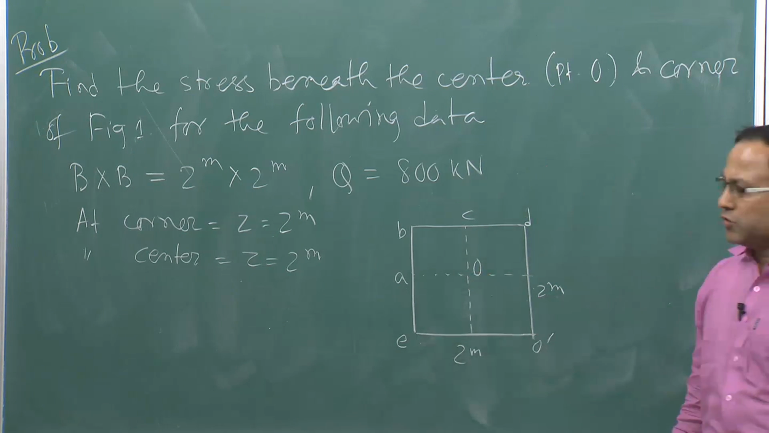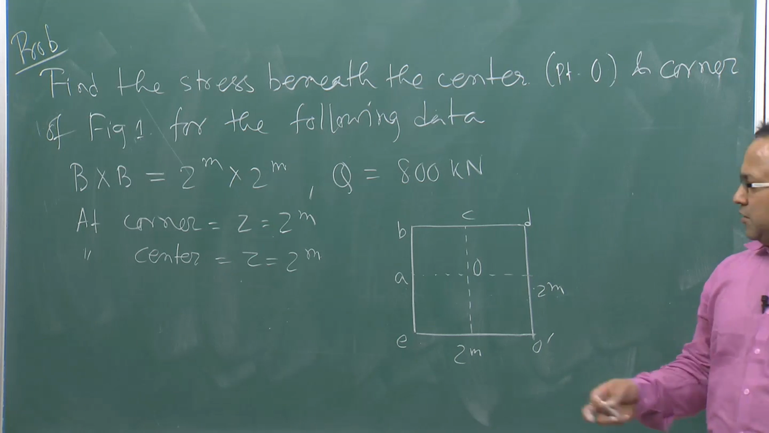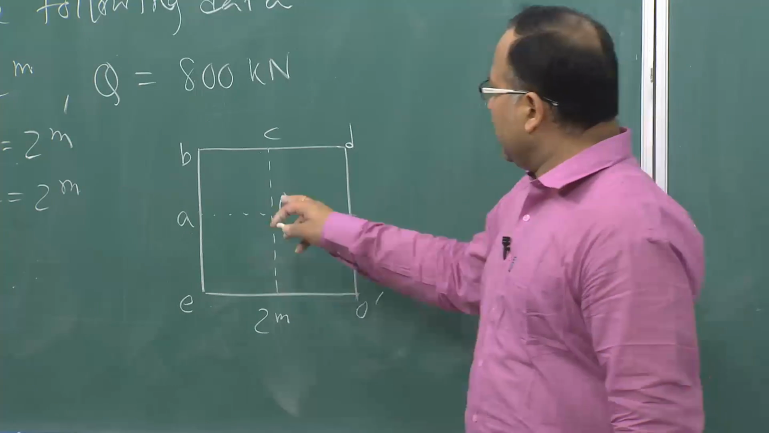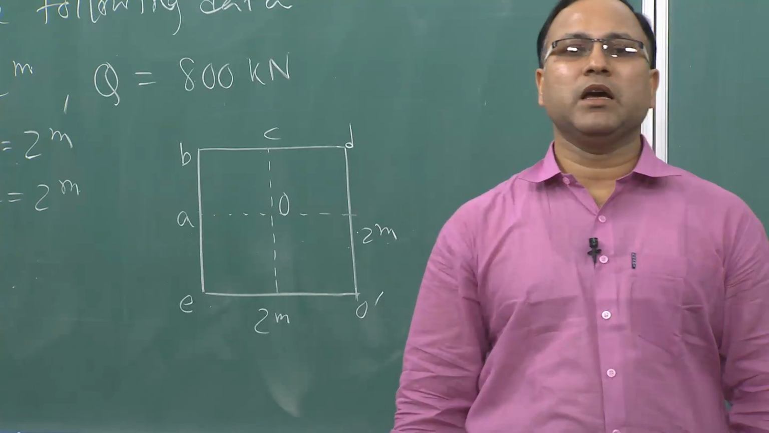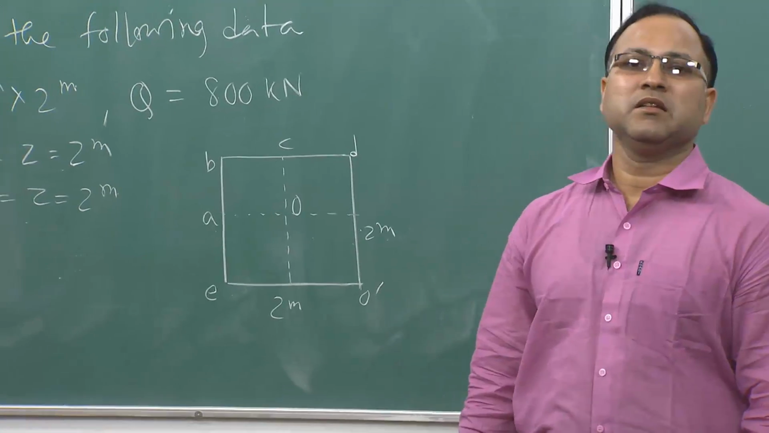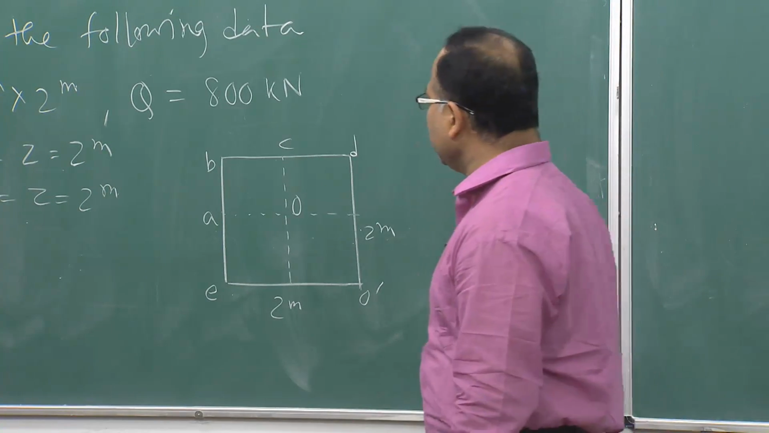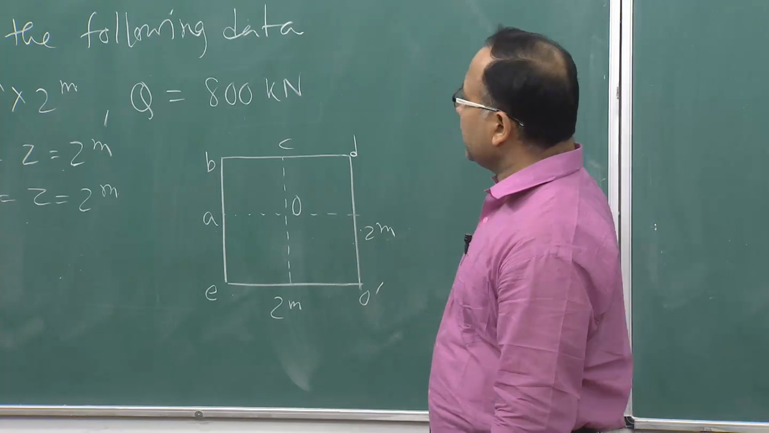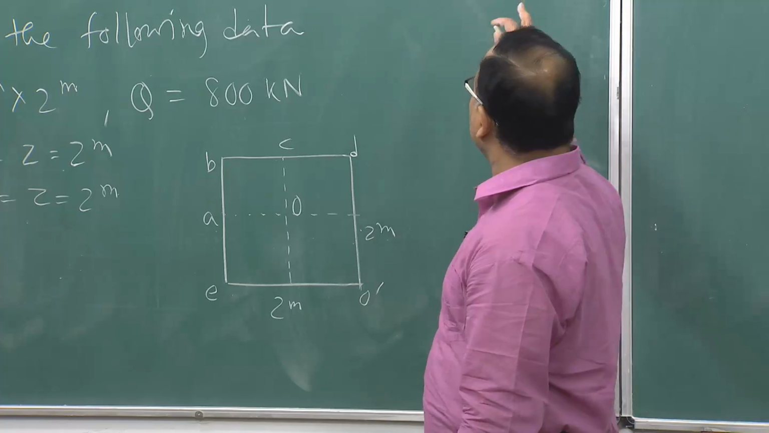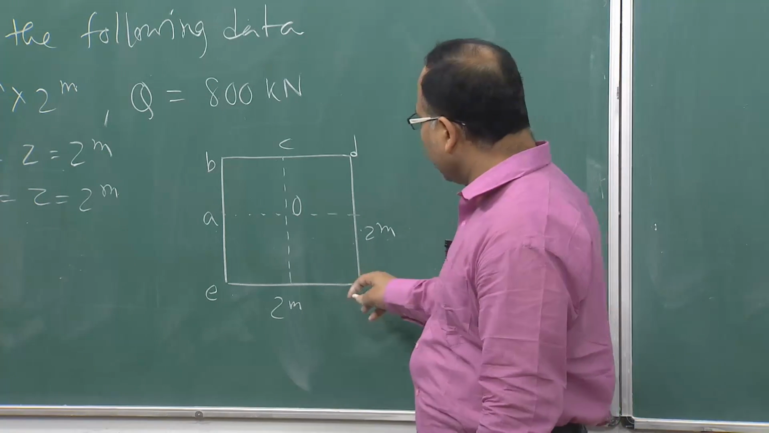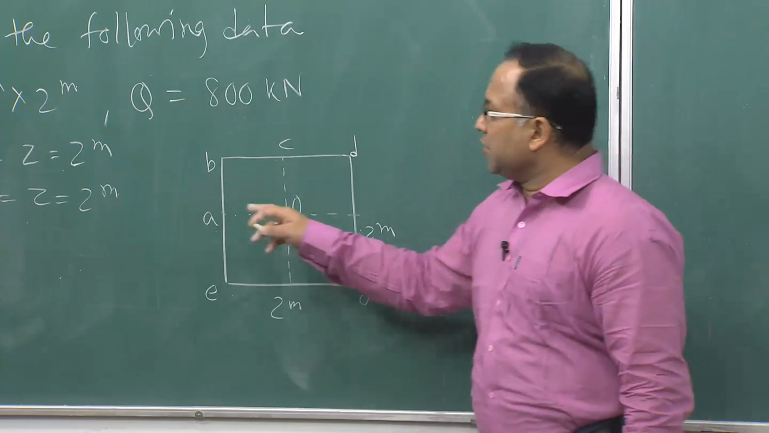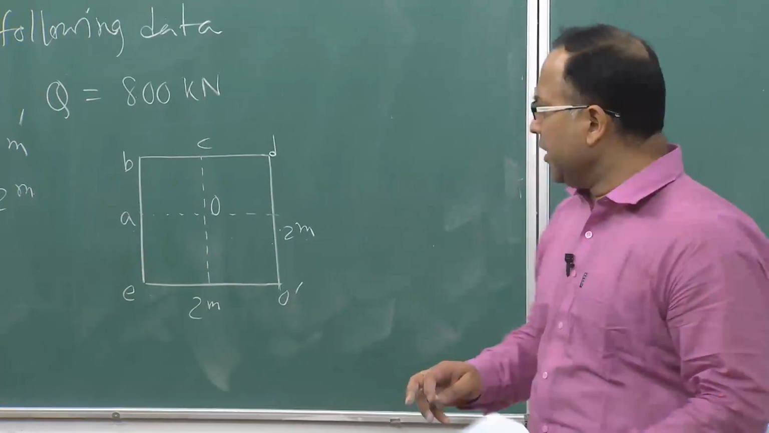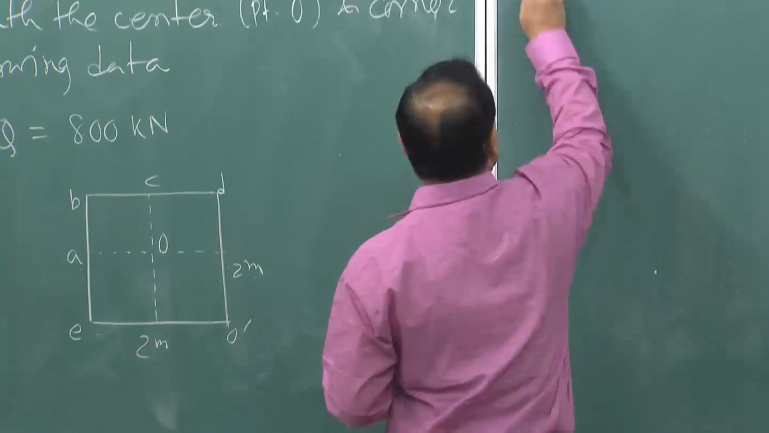Center means beneath the point O, at which depth? At depth z equal to 2 meter. So, at 2 meter depth, just below the center, you need to calculate the stress by using the formula, by using the concept whatever you have learned so far. And you need to find out the stress beneath the corner. Beneath the corner means at any corner you consider, beneath the corner also at which depth? Same depth, the depth equal to 2 meter. Okay. So, let us solve this problem.